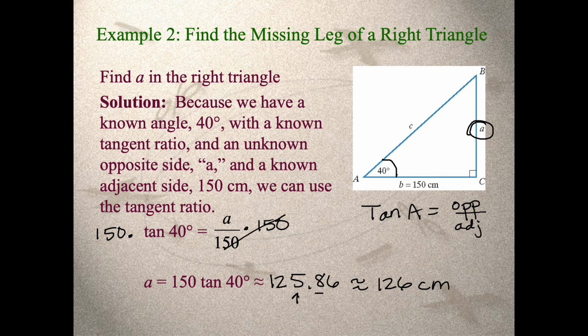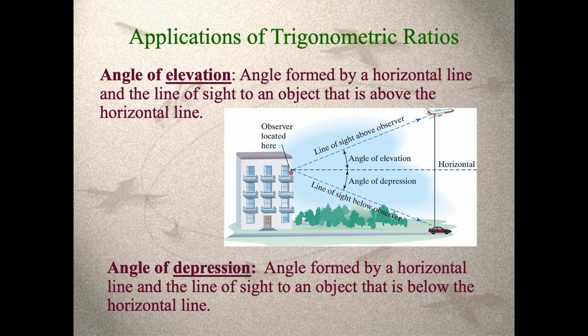All right, so these are two good examples of just a basic right triangle, but trigonometry is actually used a lot in the real world. So let's take a look at some applications of this. There are two particular angles that are very helpful in trig. The angle of elevation is the angle formed by a horizontal line and the line of sight to an object that is above that horizontal line. And the angle of depression is the angle formed by a horizontal line and the line of sight to an object that is below the horizontal line.